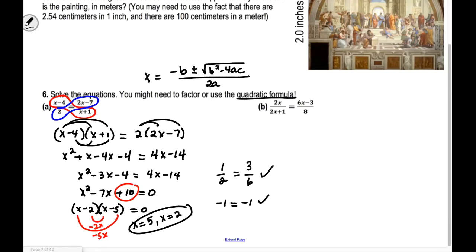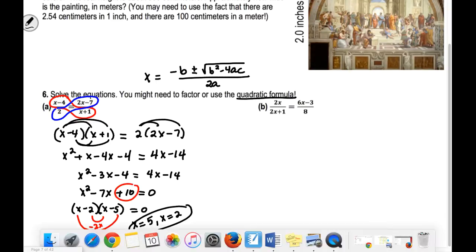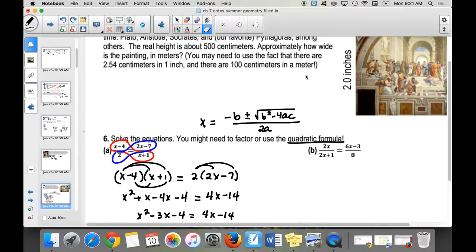Okay, let's do the next one, but instead of factoring, let's use the quadratic formula, just to see if you guys remember how to do that. So go ahead and cross multiply, start it out, and then try to solve it using the quadratic formula. I'll give you a second to try it.